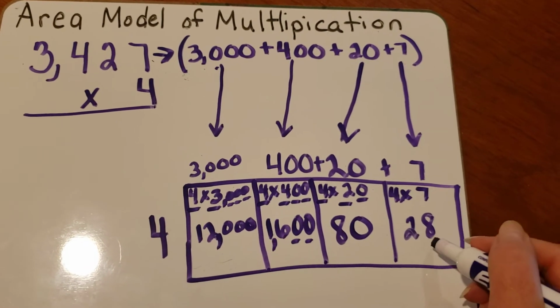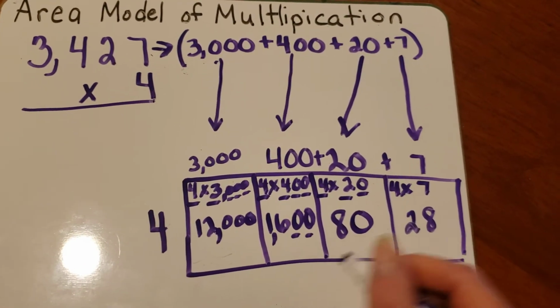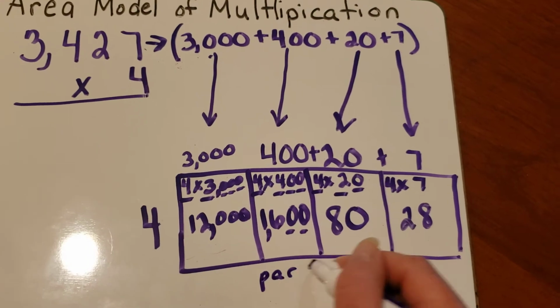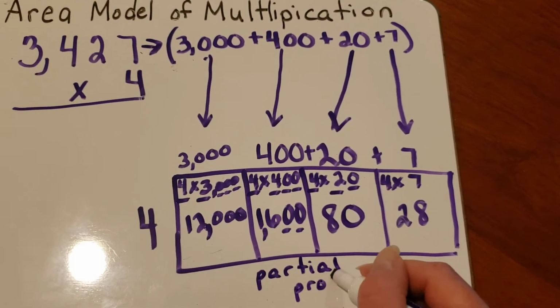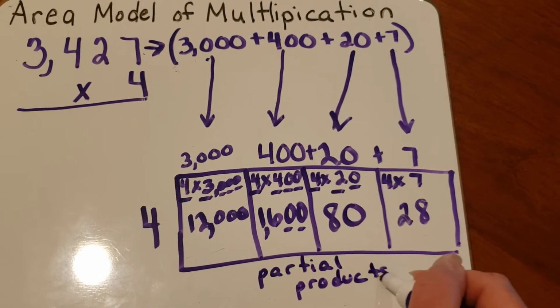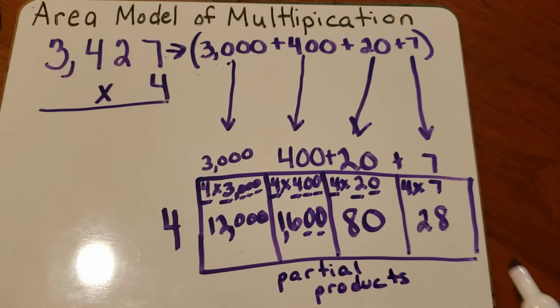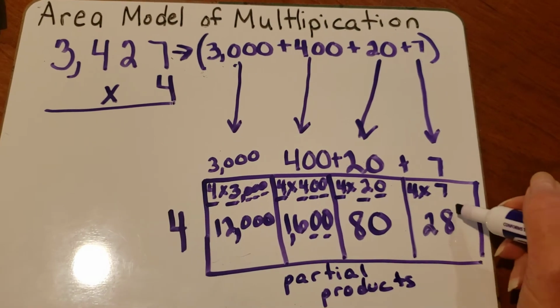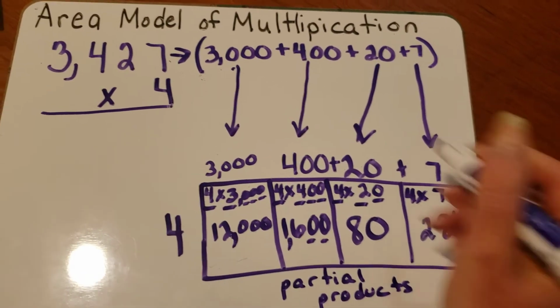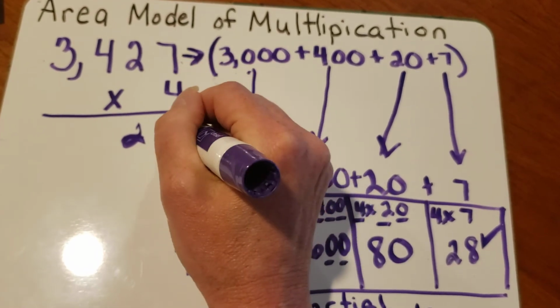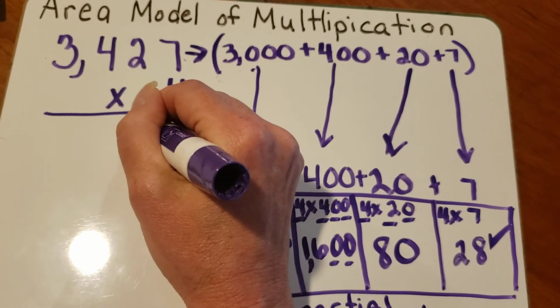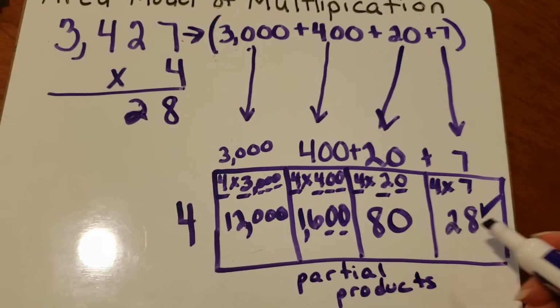I'm going to bring each of these values, these products here, the partial products. These are parts of the final product. I'm going to bring them over, and I'm going to line them up underneath our algorithm here. I'm going to start with the ones, and I have 28. Make that look more like a 2. I'm going to check that off.